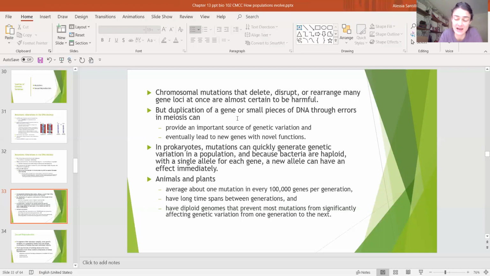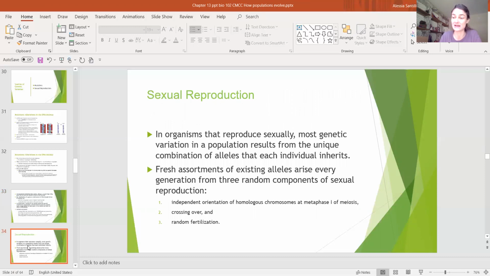It's also between animals and plants, we usually have longer time spans between generations. And then of course we have that diploid genome and the whole fact that our mutations aren't passed on unless they occur in our haploid gametes. So it takes a lot longer for animals and plants.